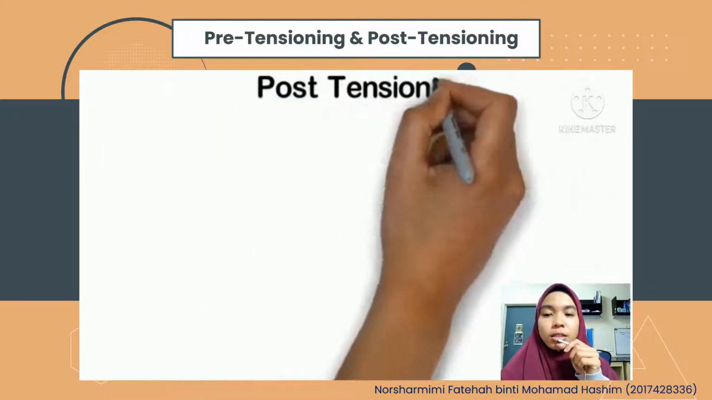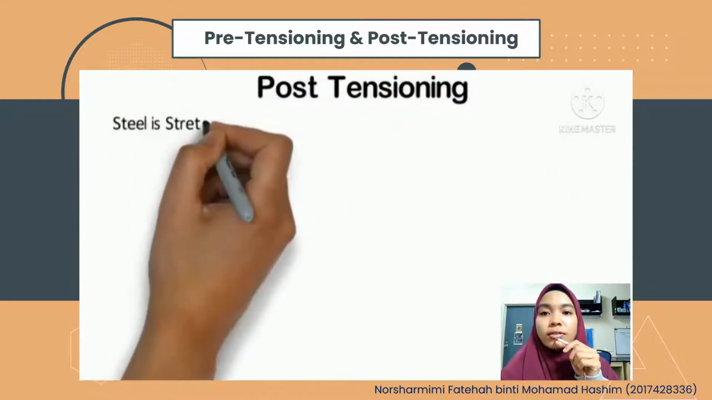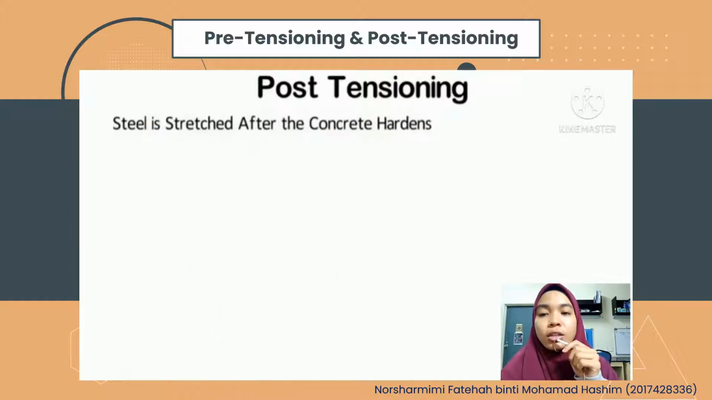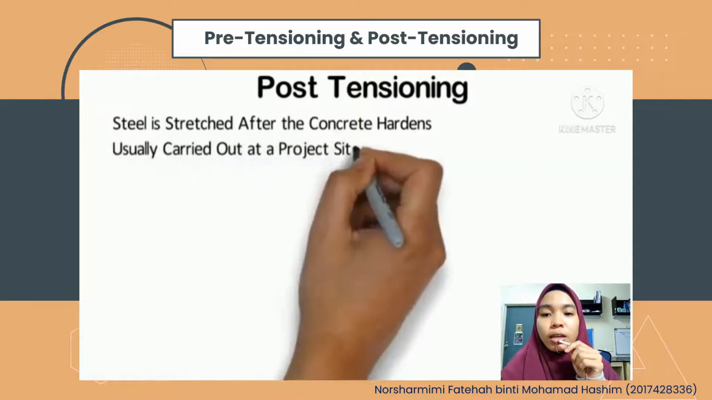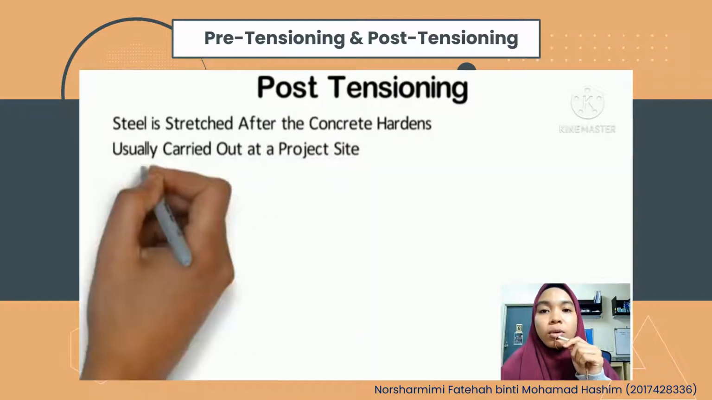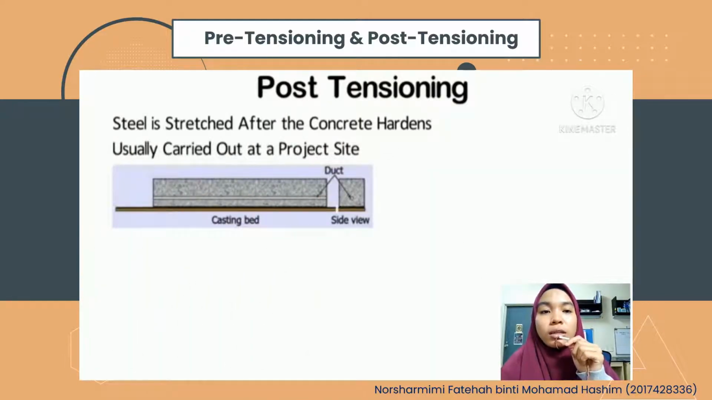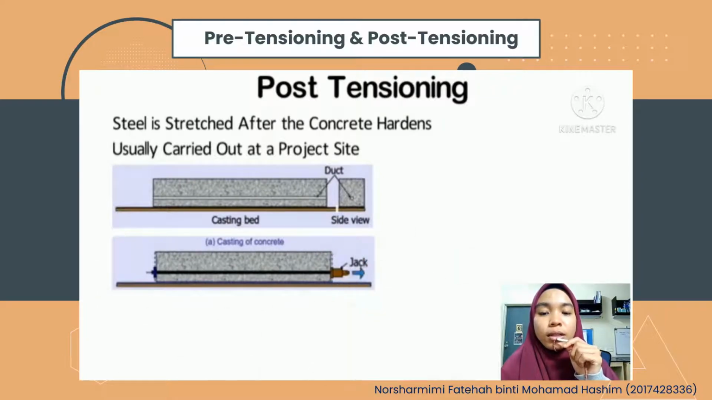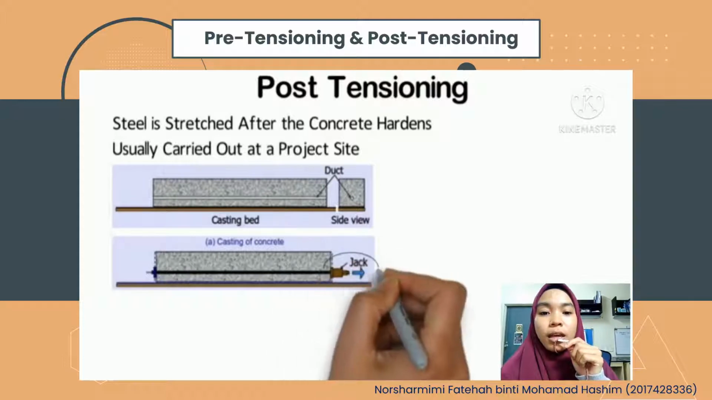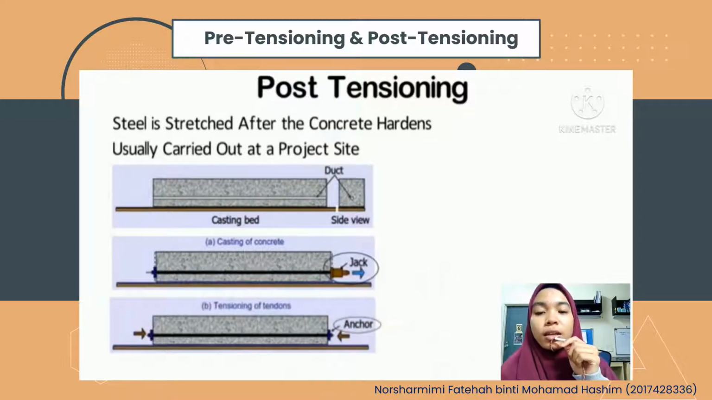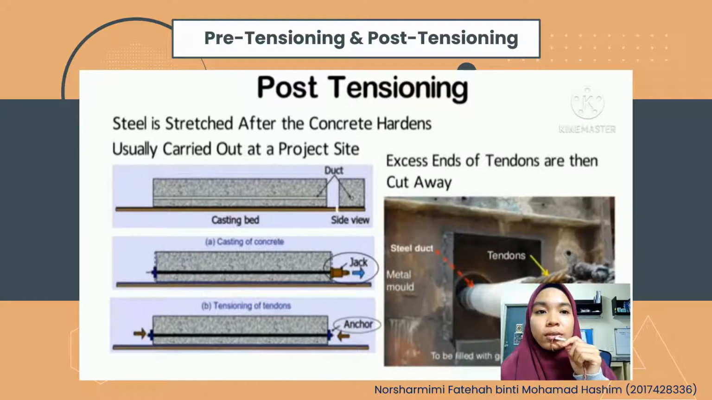For post-tensioning, steel is tensioned after the concrete is hardened. Usually, it was carried out at the project site. Procedure for post-tensioning: concrete is cast and allowed to dry. Then, the tendon was tensioned by the jack and locked with anchor. After that, excess ends of the tendons are then cut away.